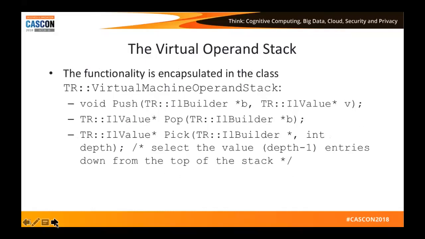And the only functions that we use so far are these three, which are probably familiar to you. So push and pop, obviously. Pick just goes depth elements down into the stack from the top and takes that element. Other thing to notice is that we also pass in an IL builder pointer. So IL builder is a supertype behind method builder and bytecode builder, as the name suggests. And the reason that you pass this in is that under certain conditions, the virtual operand stack can emit code to the compiled code. Which kind of begs the question, why would you want to do that?